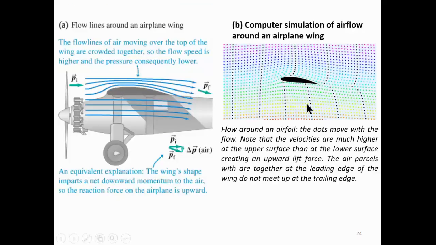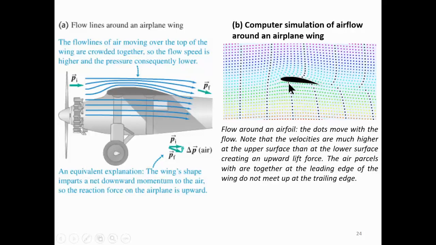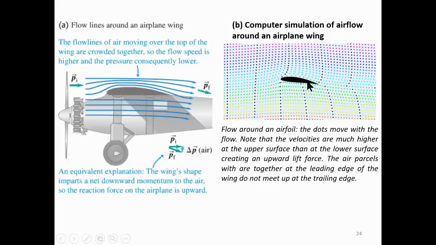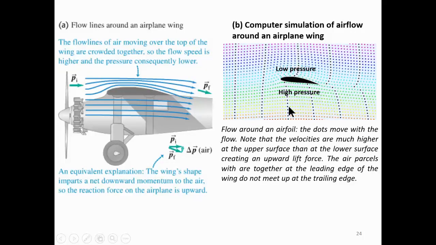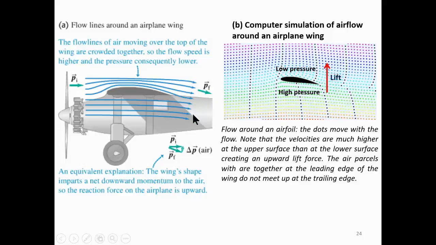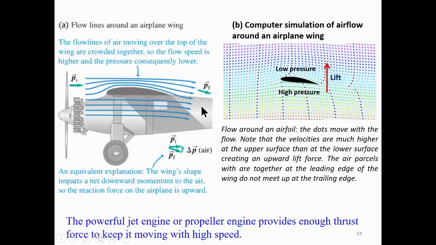And here's the same example. So here is the animation. You can clearly see, right, the air molecules are moving faster on the top of the wing, and that creates a low pressure region compared to the high pressure region at the bottom, and that creates the lift. And that's how airplanes can fly.